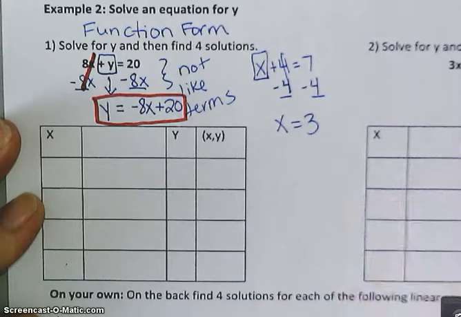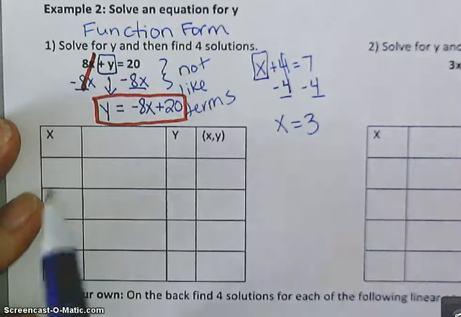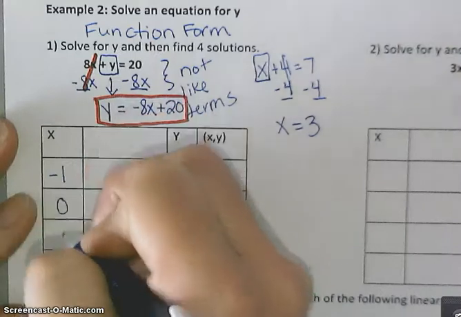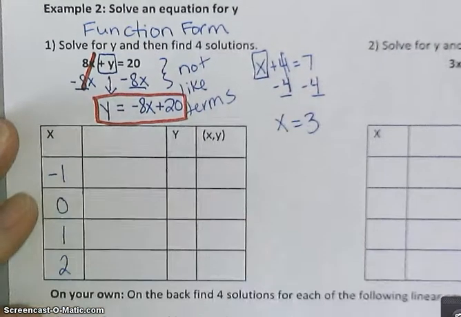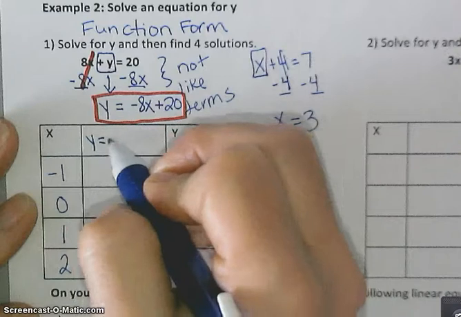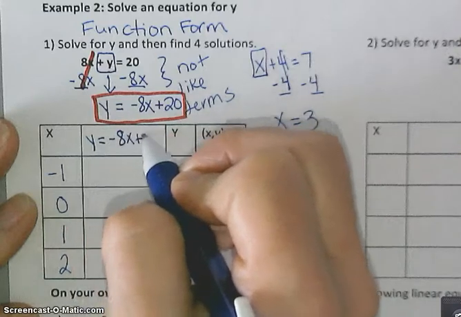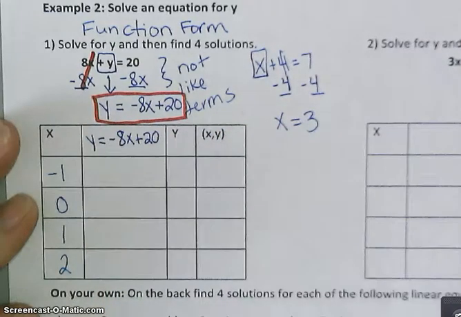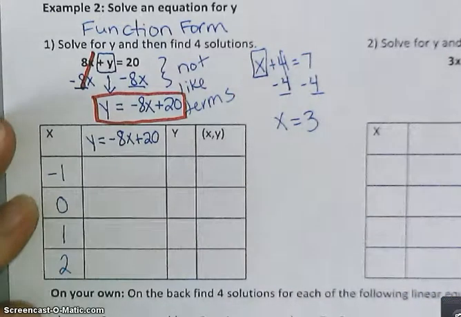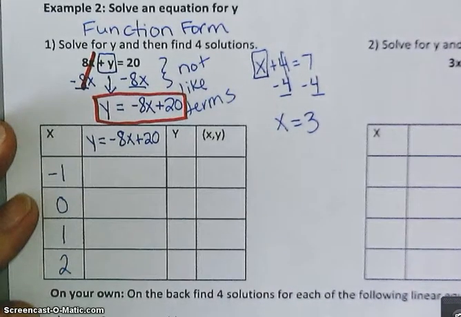Okay, so then once again, we're going to come up with our 4 values for x. So negative 1, 0, 1, and 2. Plug in our function in function form. Negative 8x plus 20. And then your y, we are going to find by substituting in our values. So go ahead and take a moment, pause the video, and I would like you to completely fill out this table.